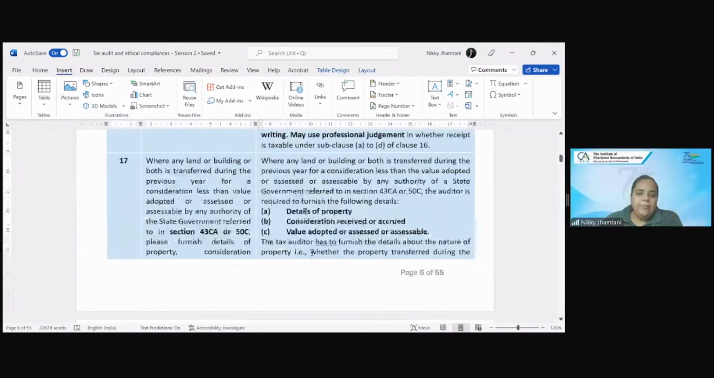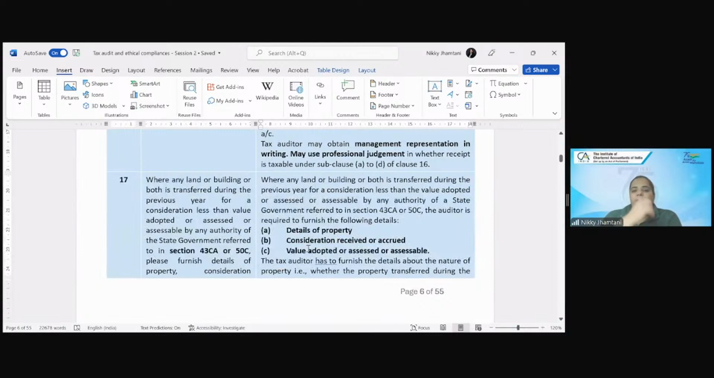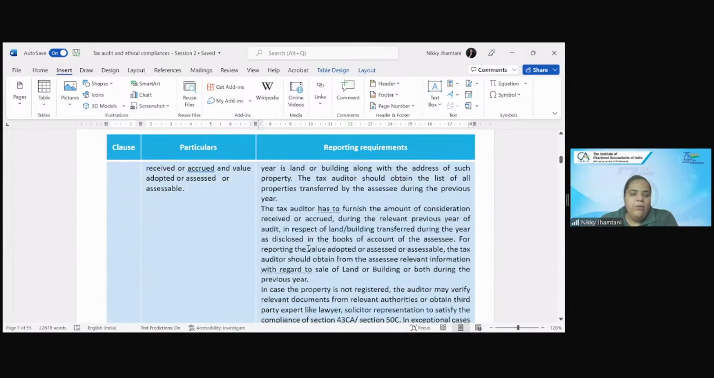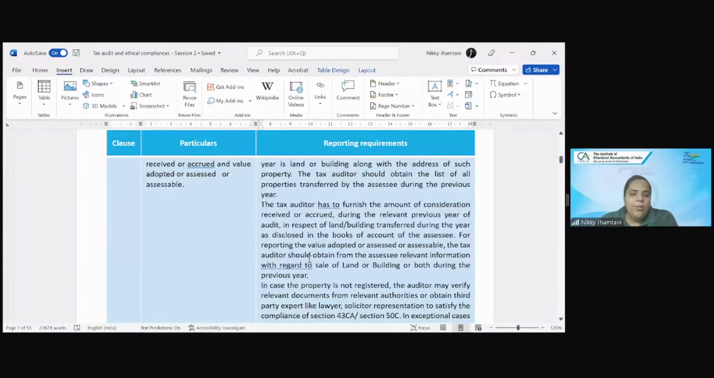It says where any land or building or both is transferred during the previous year for a consideration less than the value adopted or assessed or assessable by an authority of the state government referred to in sections 43CA or 50C, please furnish details of the property, consideration received or accrued, and value adopted or assessed or assessable.